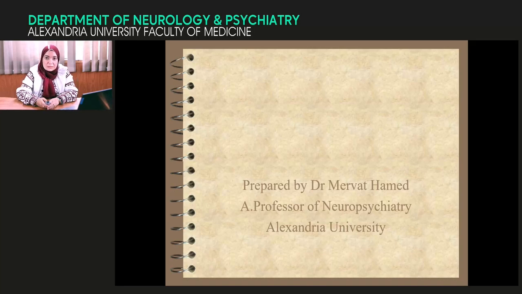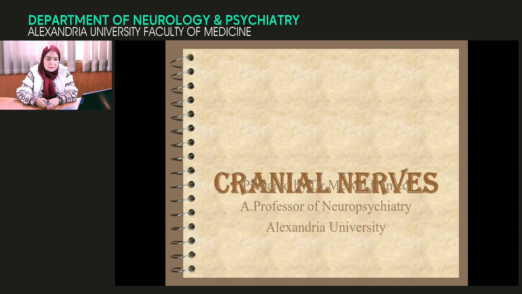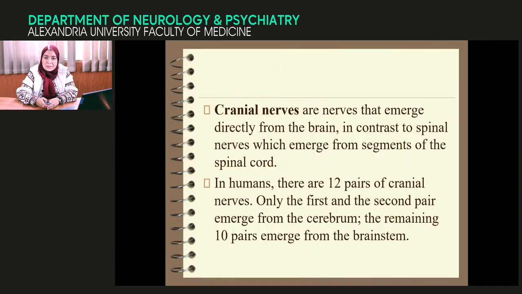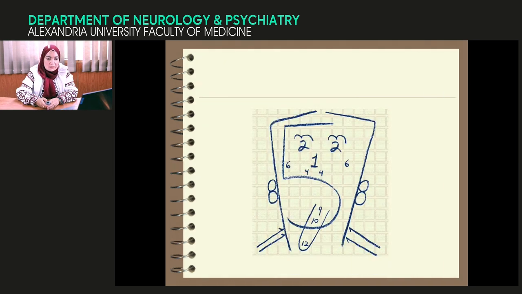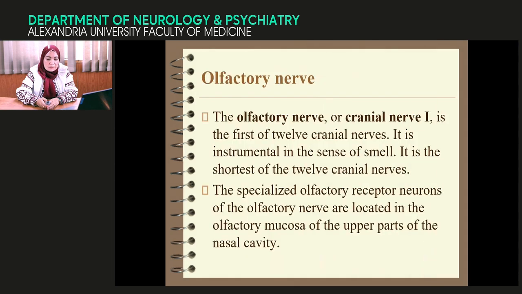We will speak today about cranial nerves. We have 12 pairs of cranial nerves which supply the head and neck. This is a diagram showing which is the 12th cranial nerve and what each supplies. And this is a character diagram which demonstrates what each cranial nerve supplies. We will start with the first cranial nerve, which is the olfactory.